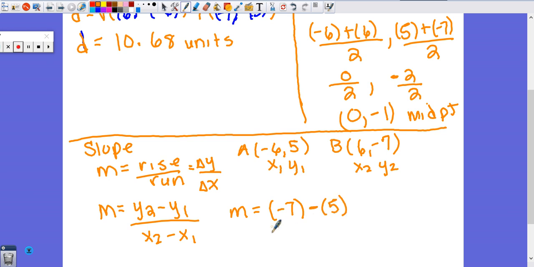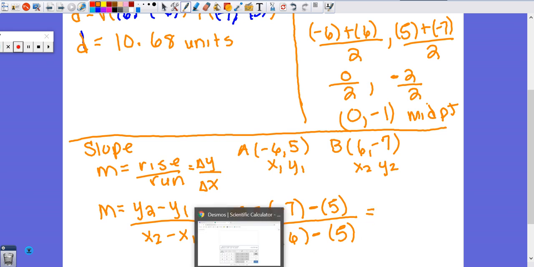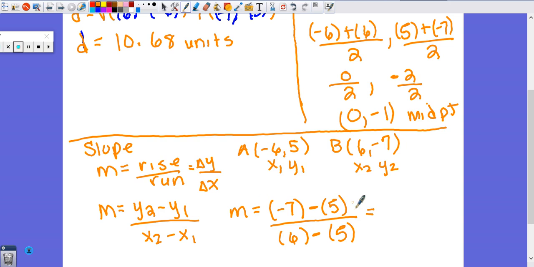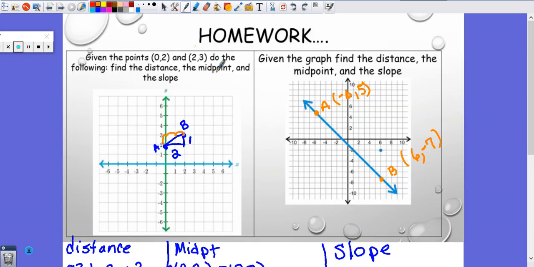Minus 5, and you notice I'm substituting into a formula, so I'm putting things in parentheses. 6 minus 5. You can use your calculator, you can use the alpha y equals button, and if you choose to use decimals, then what you can do to get that fraction key is right here. I'm going to use my mental math. You can use the fraction key, but I'm just going to go mental math. So I get -12 over 1. So that means my slope is -12. And I'm going to go look at that graph and see if that's true. Well, look, the line is falling, so yes, the slope should have been negative.